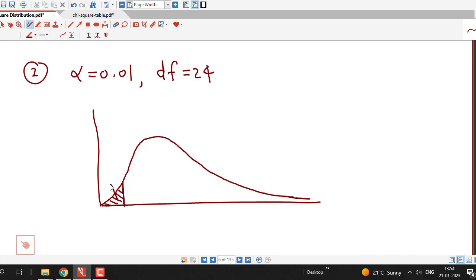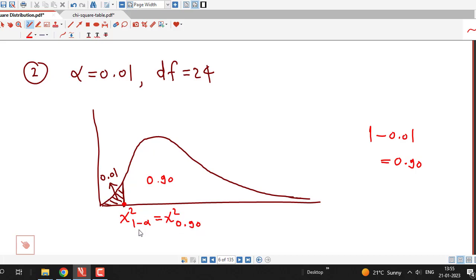This area is 0.01, and because this area is 0.01, the area to the right of this point is 1 minus this area, that is 0.99. So the area to the right is 0.99. So this point will be denoted by chi-square 1 minus alpha, that is chi-square 0.99.